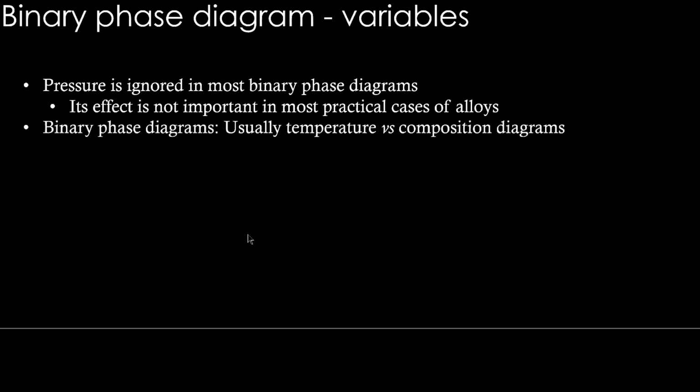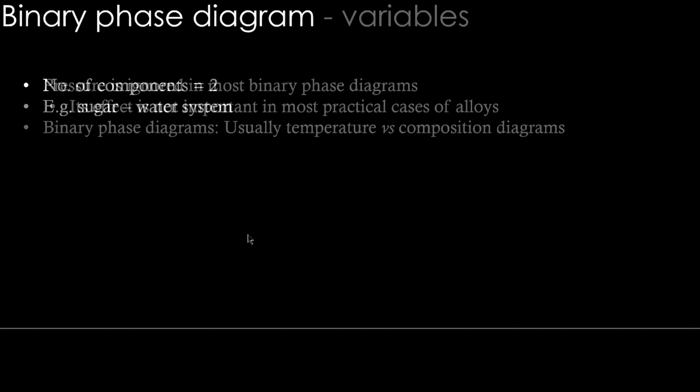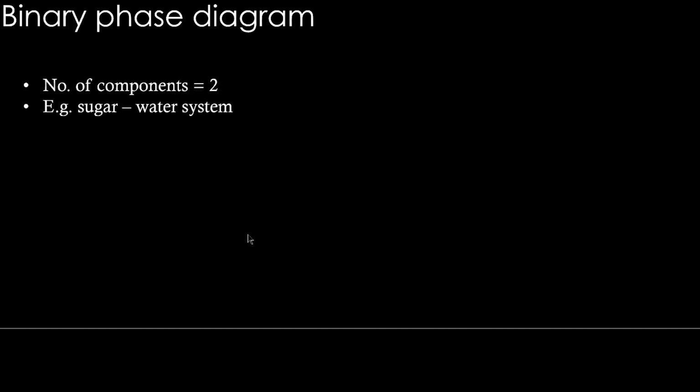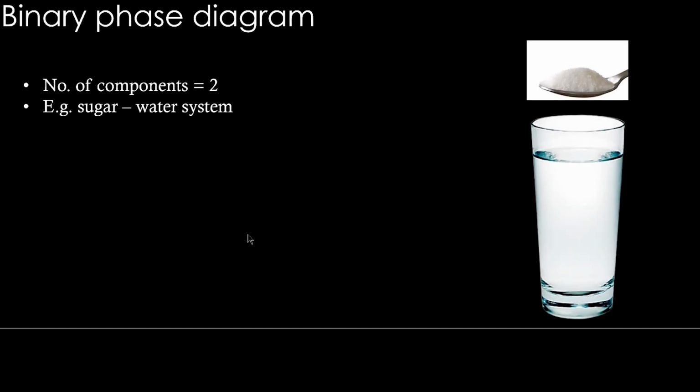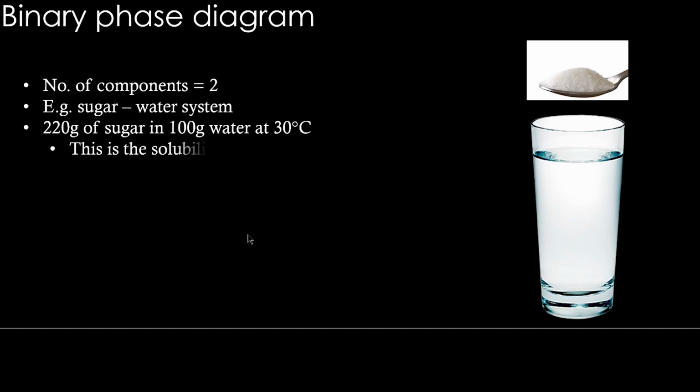So the binary phase diagrams are going to be usually temperature versus composition diagrams. So let's look at one such system. Let's imagine the sugar water system again. So 220 grams of sugar, we said, can dissolve in 100 grams of water at 30 degrees Celsius. That is the solubility limit. This we have seen in one of the previous classes.